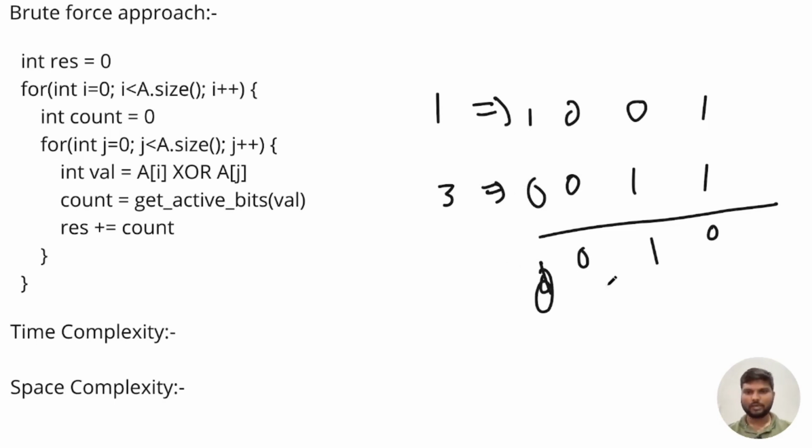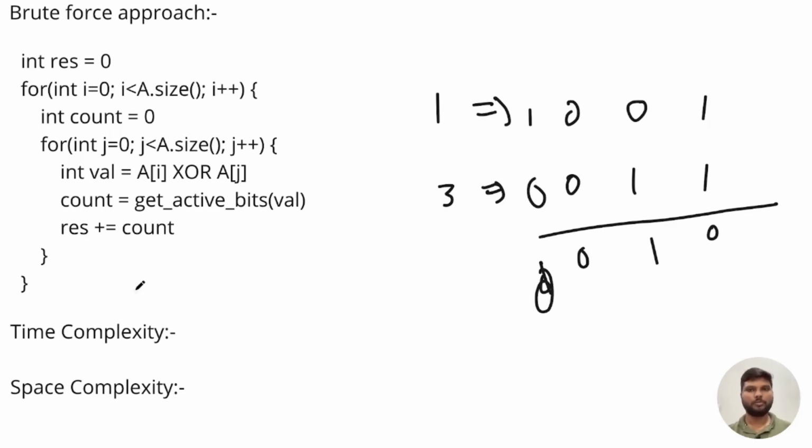After performing this XOR operation, we just need to find out how many bits are set in the final value, right? In this case only 1 bit is set, so the bit difference between 1 and 3 is only 1. That's what we need to find. That's why I have written this function getActiveBits, where we pass the value and get the number of active bits. That means the number of ones in the final result. In this case there is only 1, and that we store in the count, and we add this count to the result. I will tell you how to write this function in future. At the end we just return this response, and that will be our final answer.